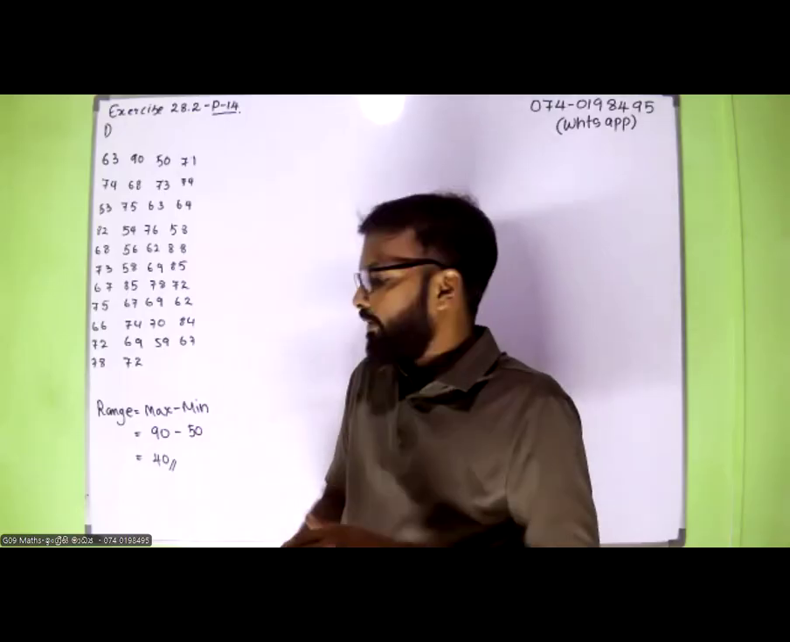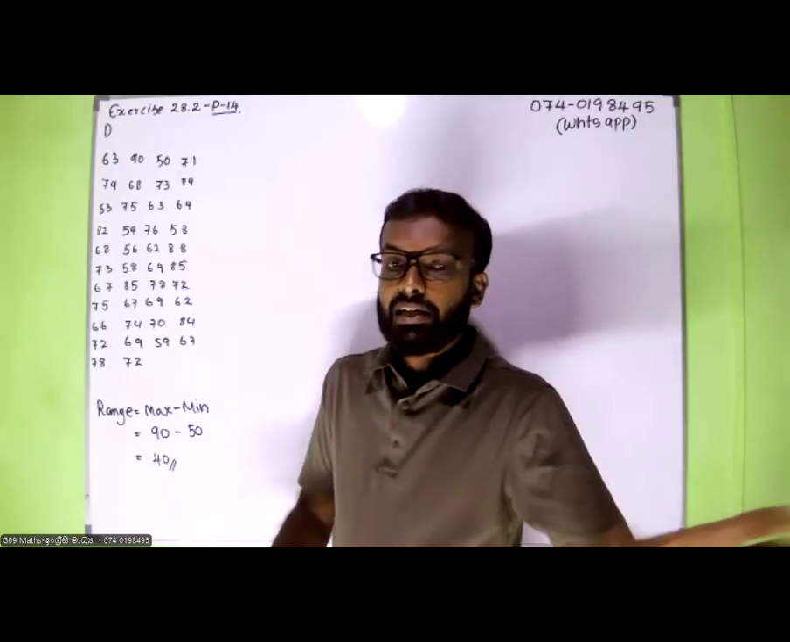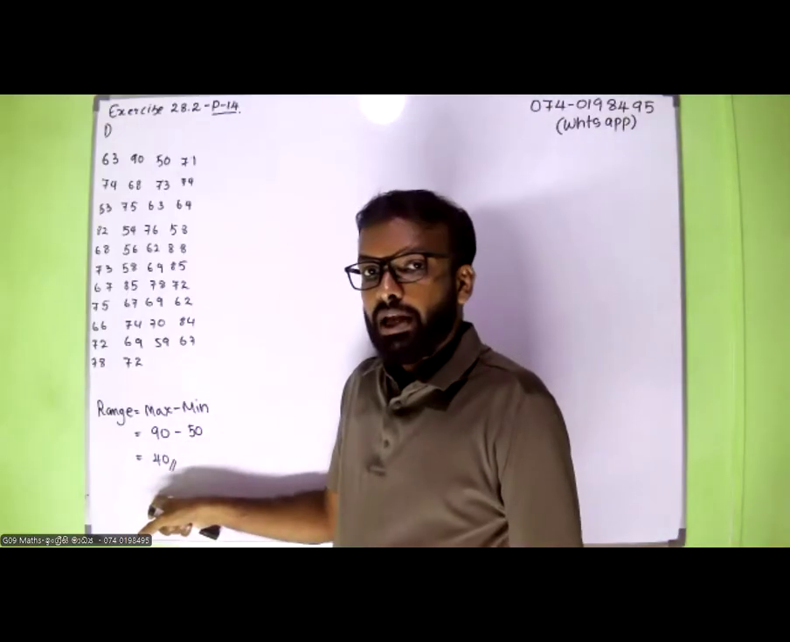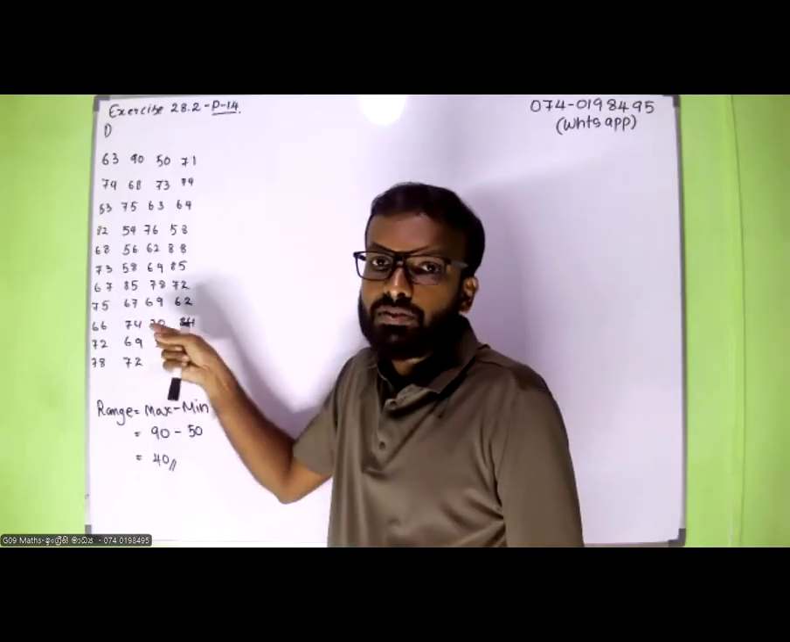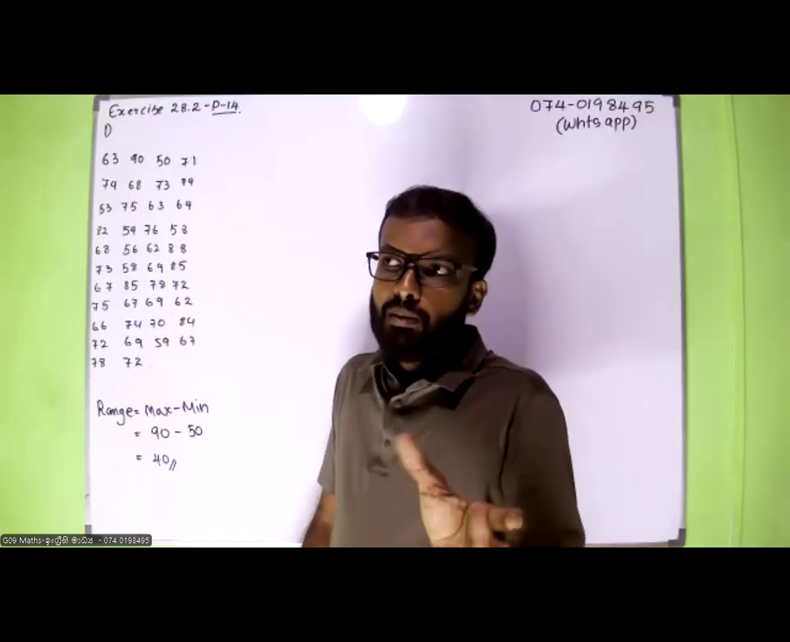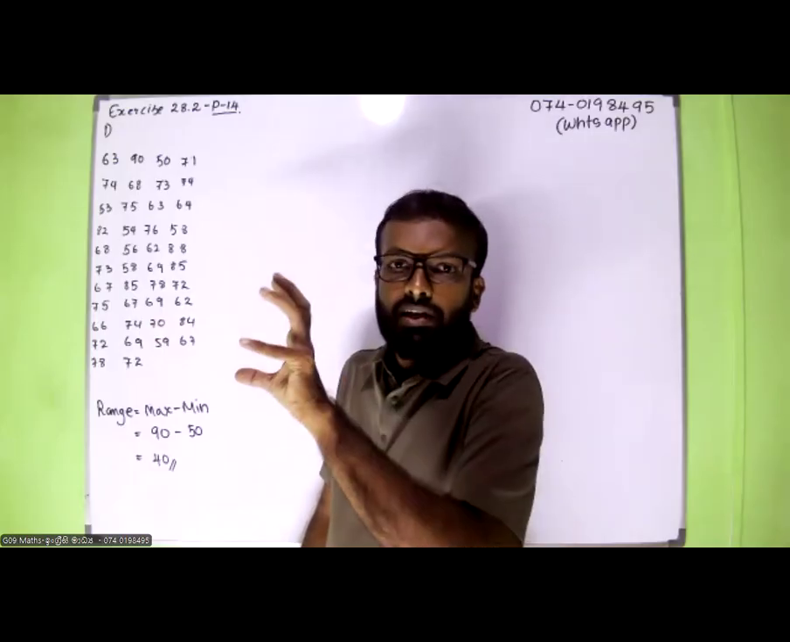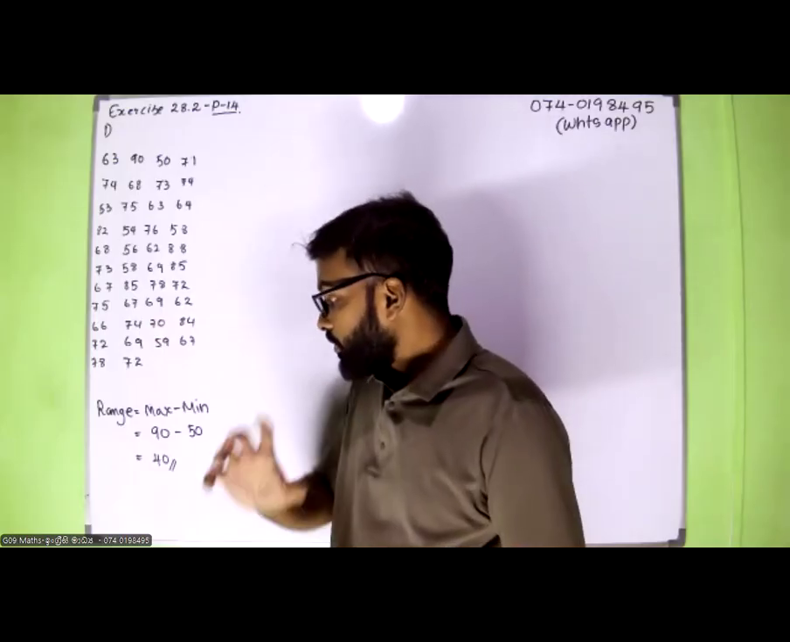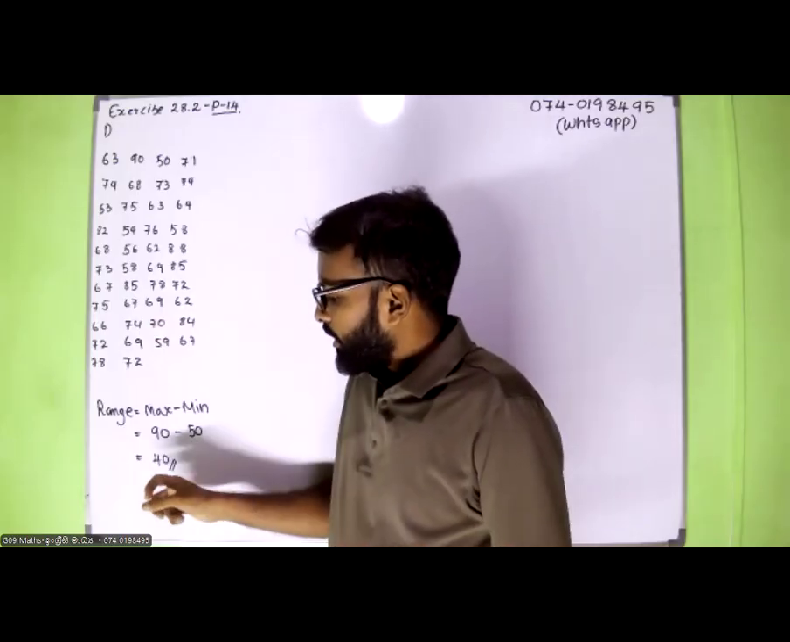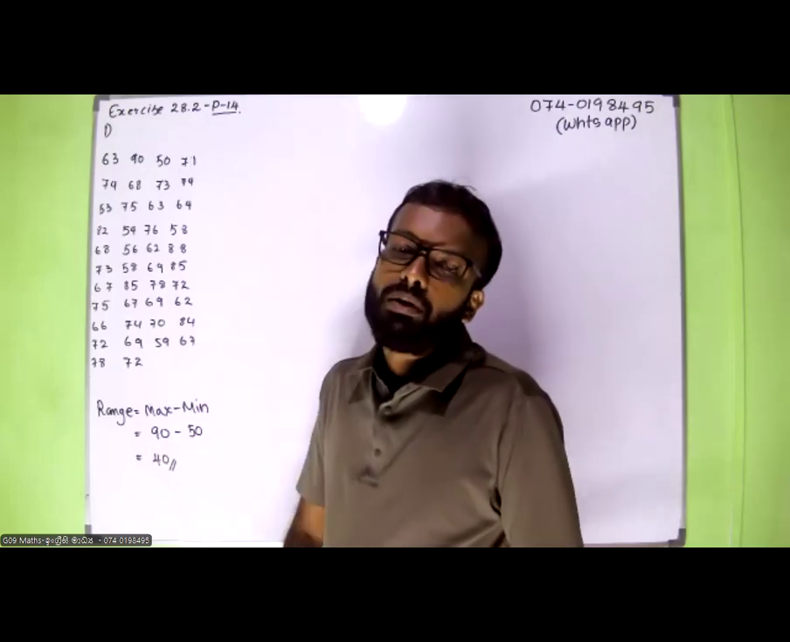Or else you can take your class width as 8. 40 divided by 8, the number of class intervals is 5. It is nice, 5. The width is 8. It is nice, right? Or you can keep a round number.